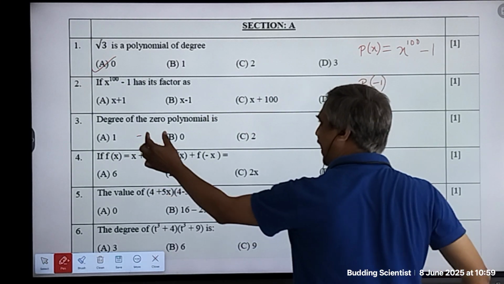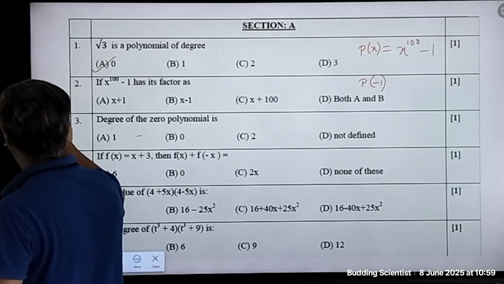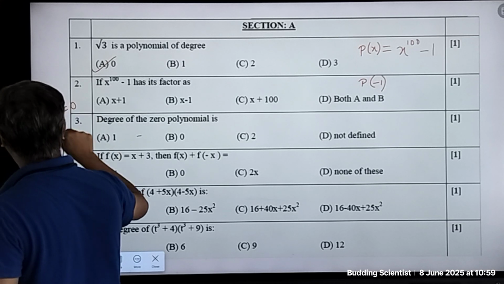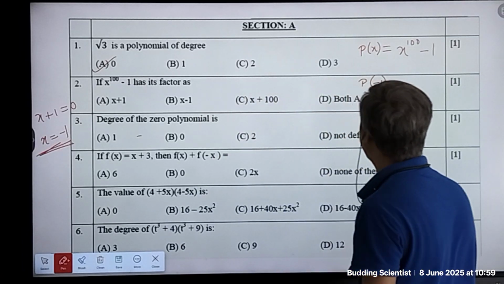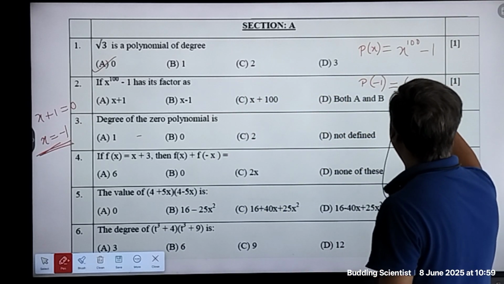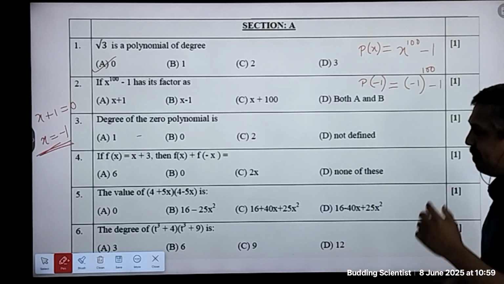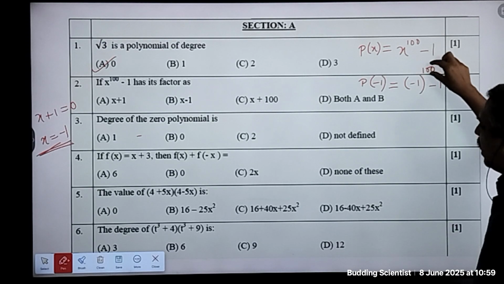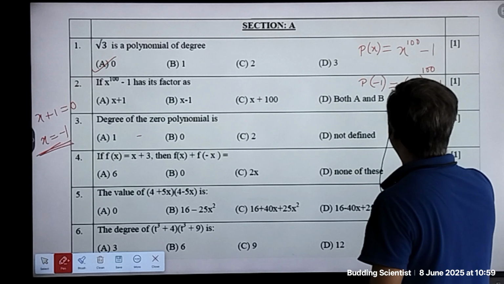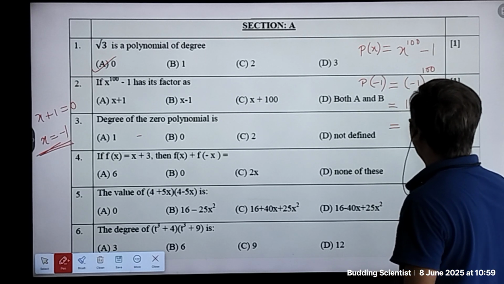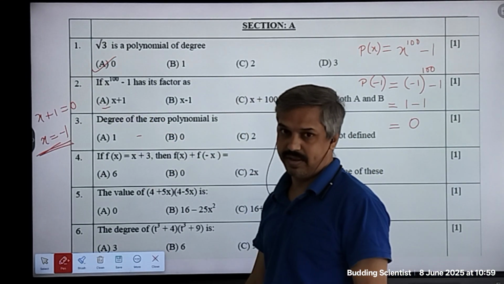I hope you understand this. x plus 1 is the factor, so we'll have to write x plus 1 equal to 0. So x is equal to minus 1. So we put the value x is equal to minus 1. That means we are doing minus 1 raised to 100 minus 1. But minus 1 raised to 100, being an even number, minus 1 raised to an even number is plus 1. So this is 1 minus 1 which is equal to 0. So if this is equal to 0, that means this is a factor.